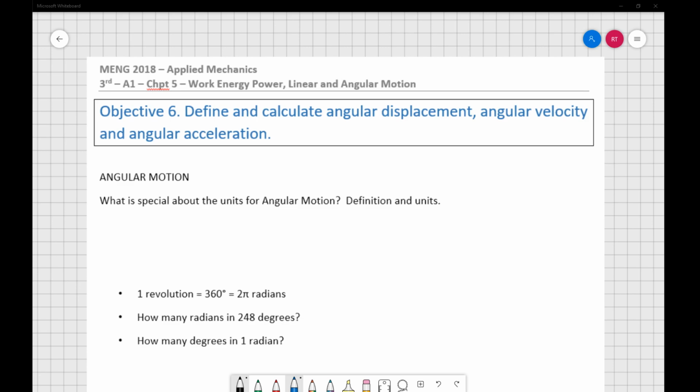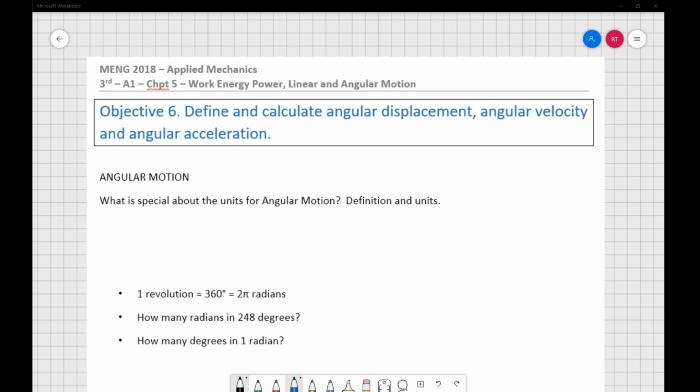Objective number 6: define and calculate angular displacement, angular velocity, and angular acceleration. Last time we did linear, and there will be a few comparisons to that. In this section, we have similar equations and similar calculations, but we do have a few goofy things that happen.